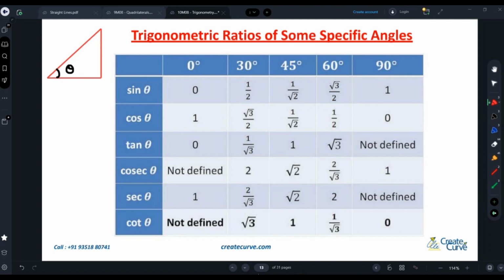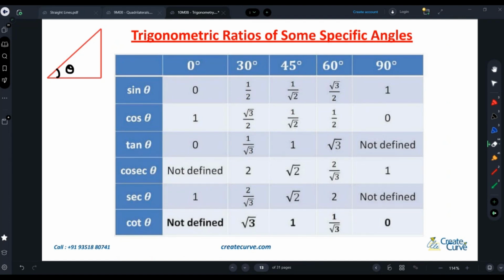If you look, sine 0 is 0, sine 30 is 1 by 2, and for sine of 45, we are talking about an angle like this. If sine 45 comes, the value is 1 by root 2. Sine of angle 60 is root 3 by 2 and sine 90 is 1. First, remember for sine: 0 is 0, 30 is 1 by 2, 45 is 1 by root 2, 60 is root 3 by 2, and 90 is 1.